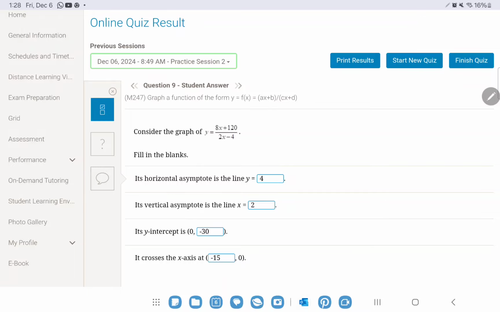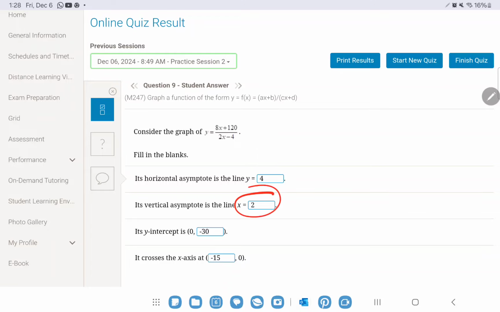So here, they want the horizontal asymptote, the vertical asymptote, y-intercept, x-intercept. So, for vertical asymptote, I like to start with it because it's the easiest. What makes the denominator 0? 2x minus 4 equals 0. 2x equals 4. X equals 2. So your vertical asymptote is 2.